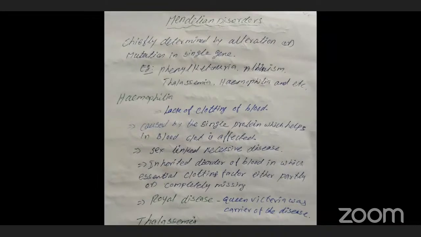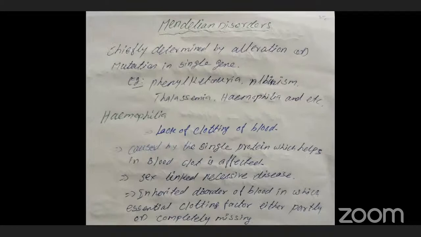The next one is Mendelian disorders. Mendelian disorders are chiefly determined by alteration or mutation in a single gene. Why are they called Mendelian disorders? Because Mendel strongly believed that genes are responsible for everything. Gene is important in Mendel's experiments. So the alteration or mutation in a single gene that causes many disorders, those diseases are called Mendelian disorders.